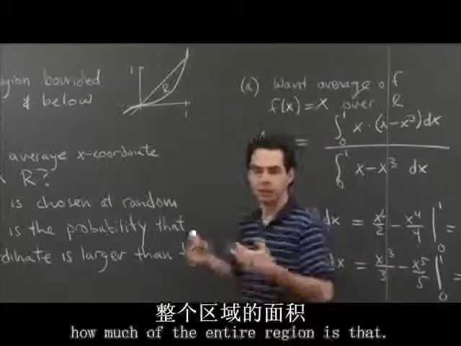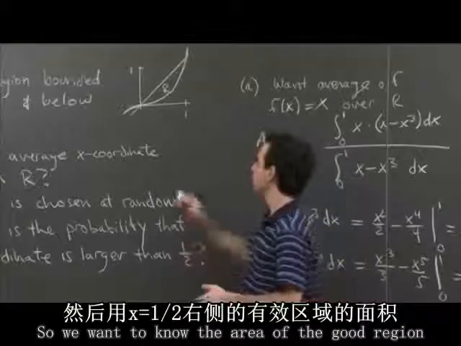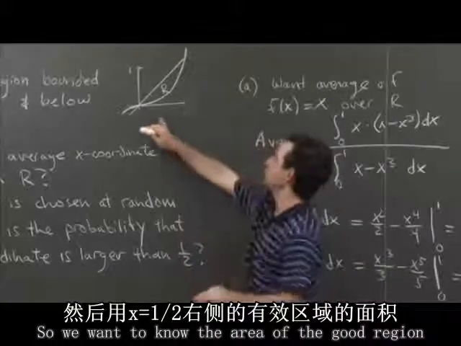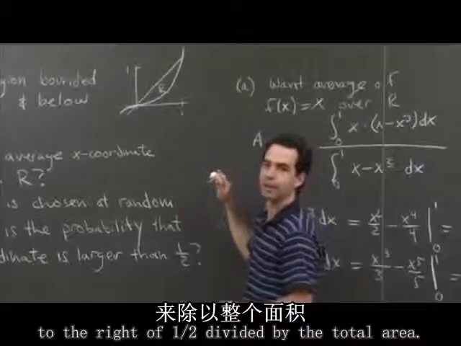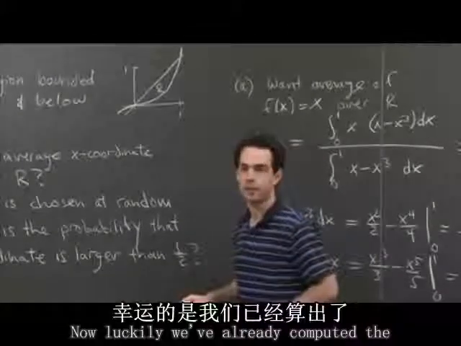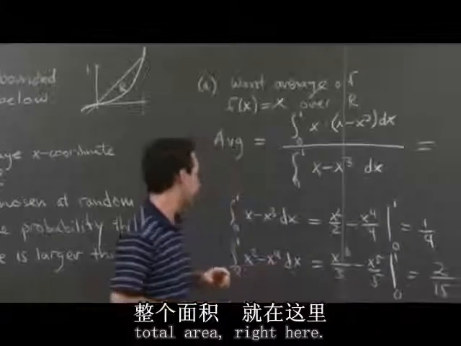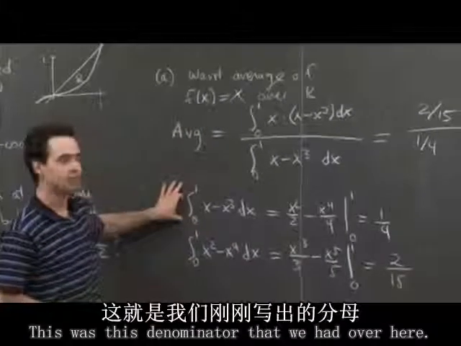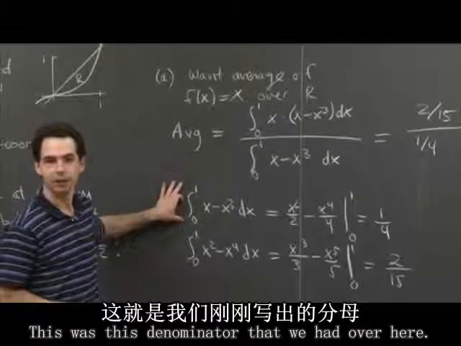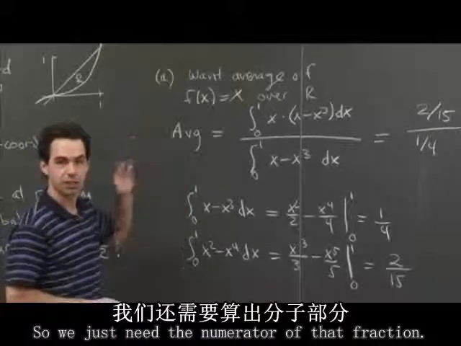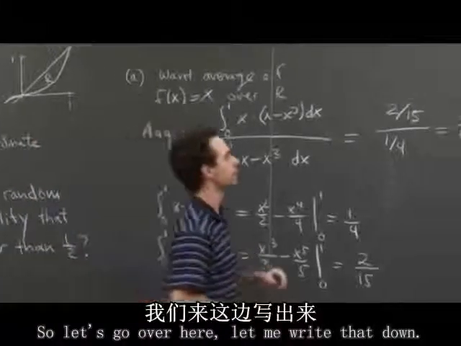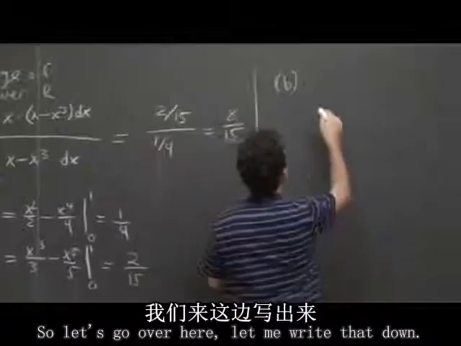And then we want to know how much of the entire region is that. So we want to know the area of the good region to the right of 1/2 divided by the total area. Now, luckily, we've already computed the total area right here. This was the denominator that we had over here. So we just need the numerator of that fraction. So let's go over here. Let me write that down.